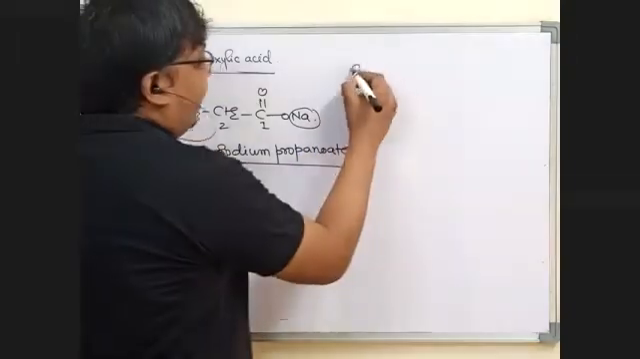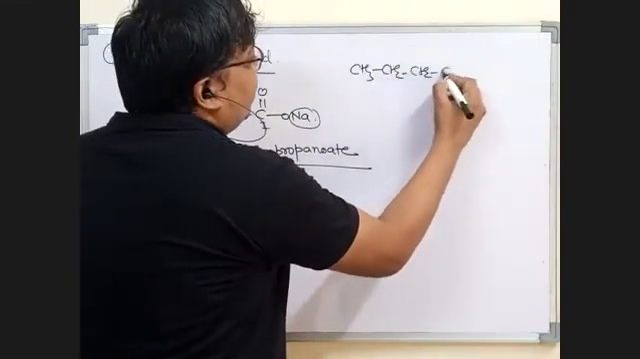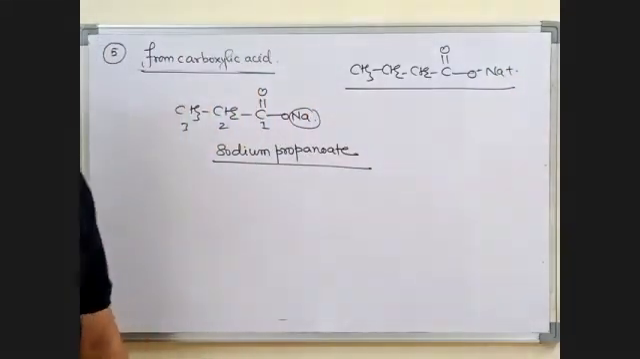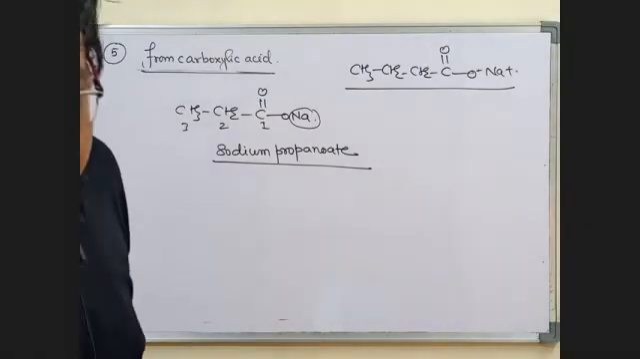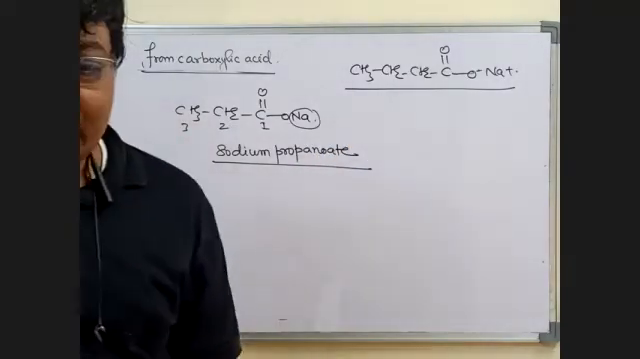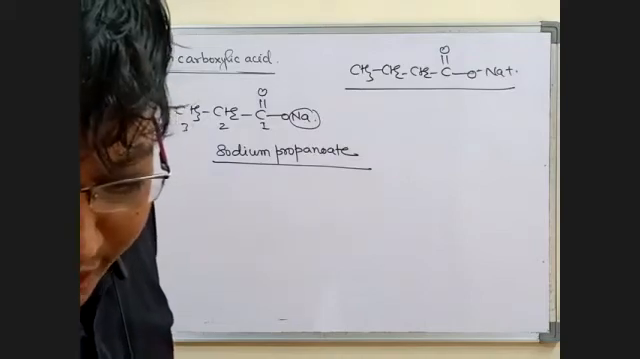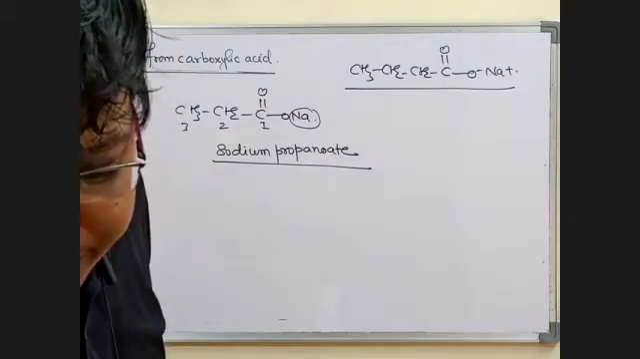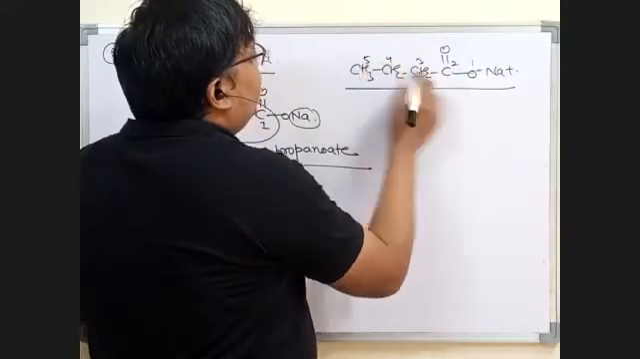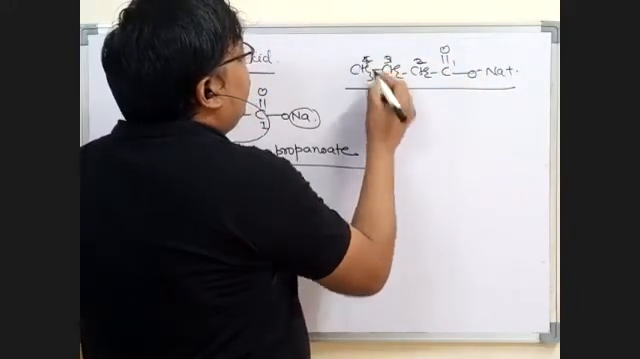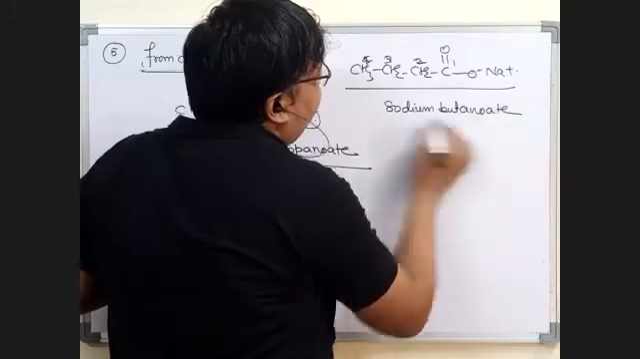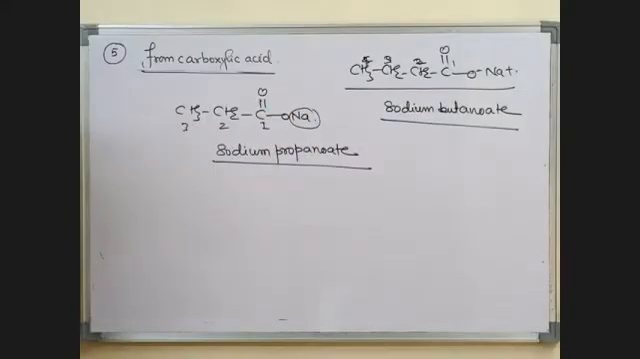Suppose sometimes I give you CH3CH2CH2COO minus Na plus. What is the name of this compound? This is a salt of carboxylic acid, and I want to know the IUPAC name of this compound. The IUPAC name of this compound is sodium butanoate, students.